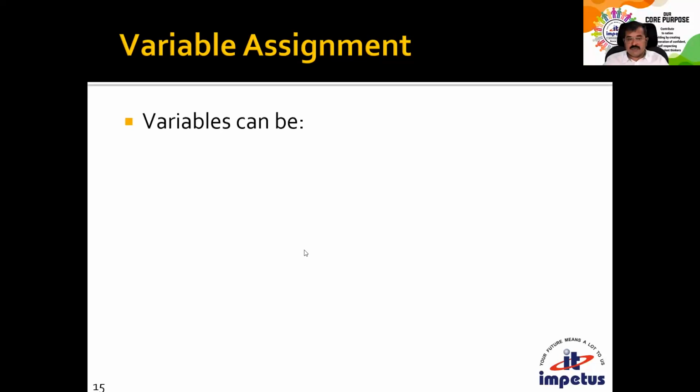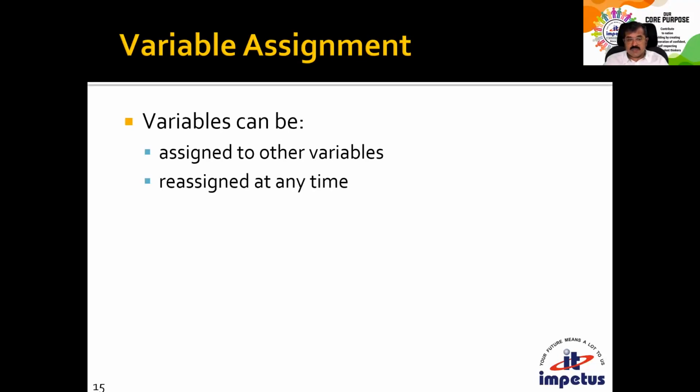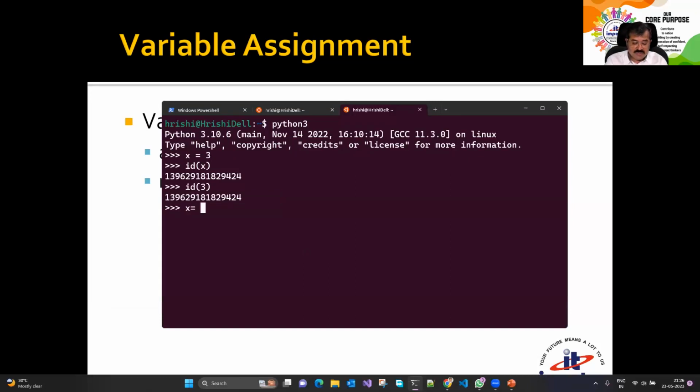Variable assignment. Variables can be assigned to another variable. We saw y equal to x. We saw that. Reassigned at any time. Let's do it once again. Reassigned at any time means what? X is equal to 5. So what's the value of x? It says 5. Now I can say x is equal to 77, so it can be reassigned anytime.